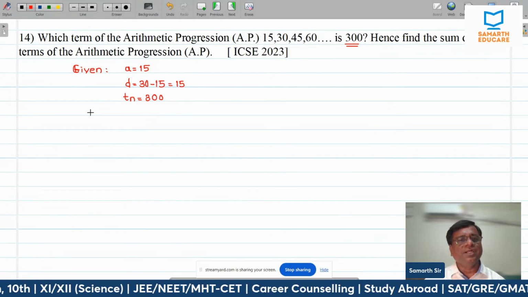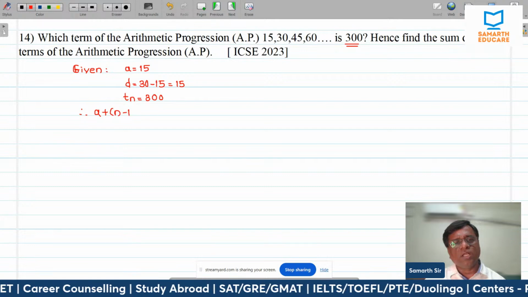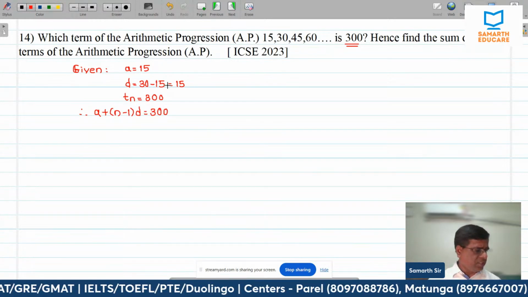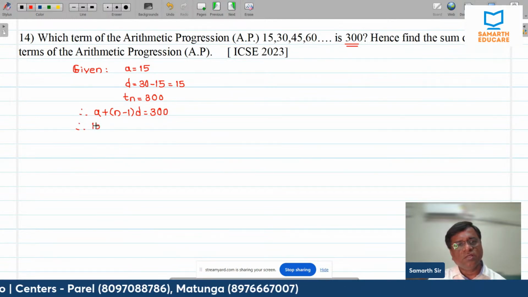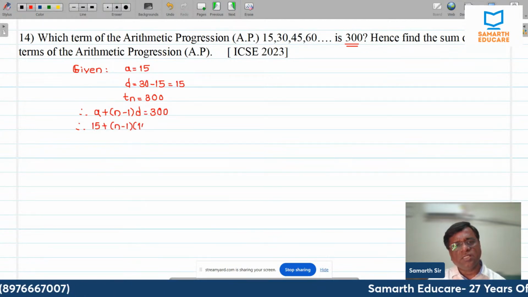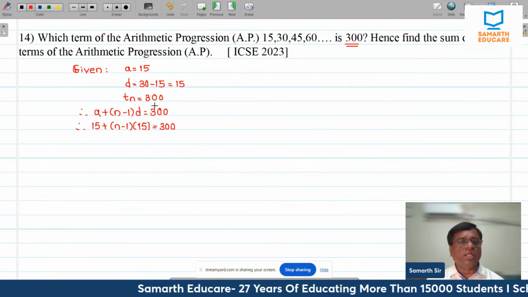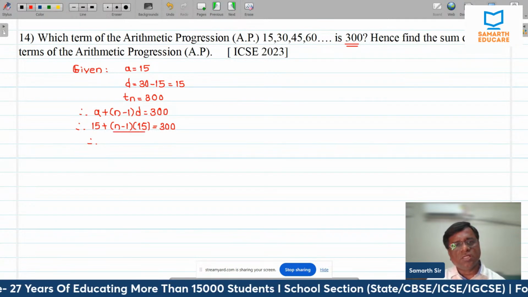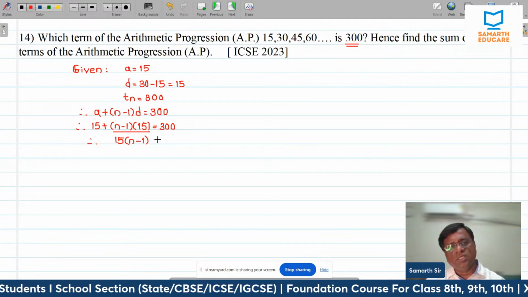But how do we find the nth term? The nth term, according to our formula, is A plus n minus 1 into D, but that is given to us as 300. Now the value of A is 15 plus n minus 1 into D, that is again 15, is equal to 300. In this case, you can directly divide throughout by 15, or else look at this term: 15 into n minus 1 is equal to 300.